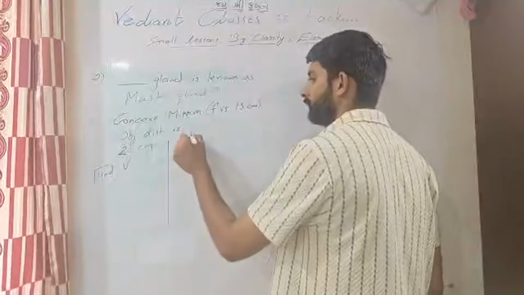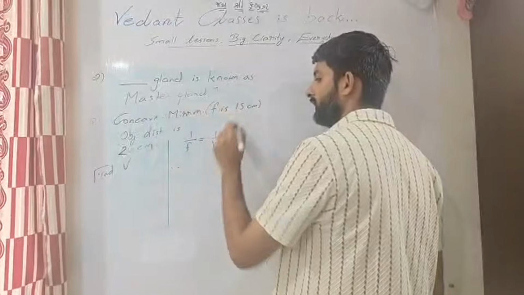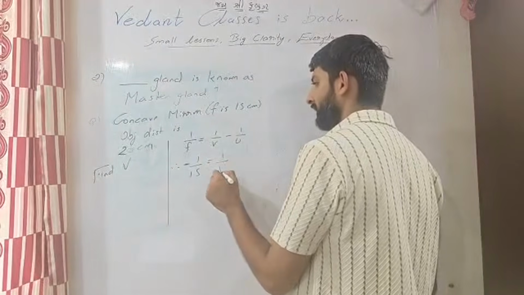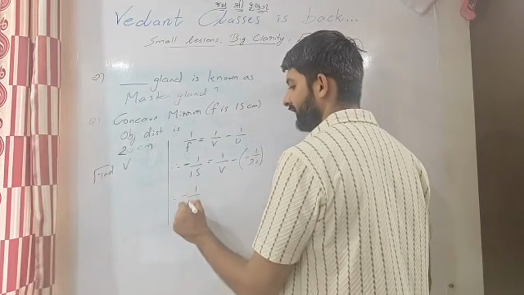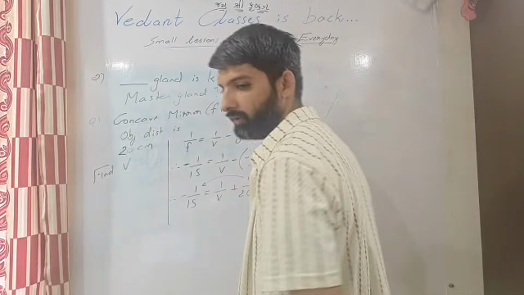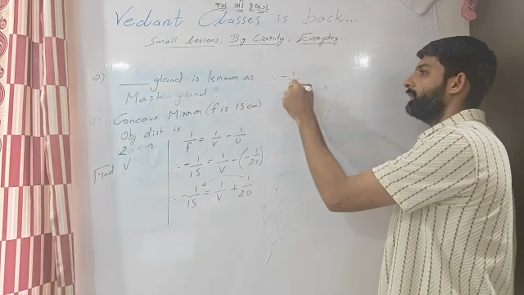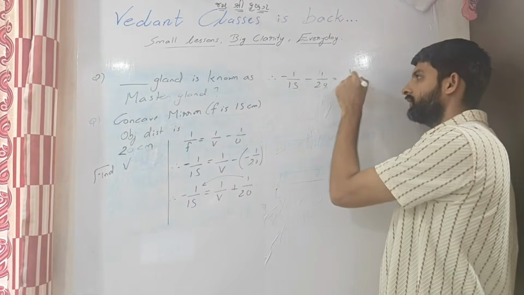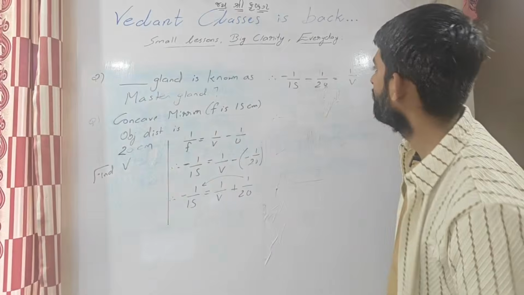Here mirror formula you have to use 1 by f is equal to 1 by v minus 1 by u. For concave mirror, focal length is always negative. So minus 1 by 15 is equal to 1 by v minus of minus 1 by 20. So negative 1 by 15 is equal to 1 by v plus 1 by 20. You can shift it over that side. So here LCM you can take 15 and 20.